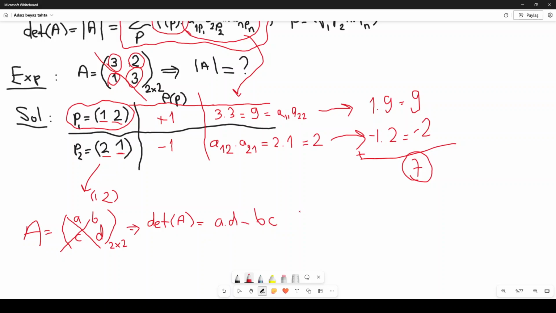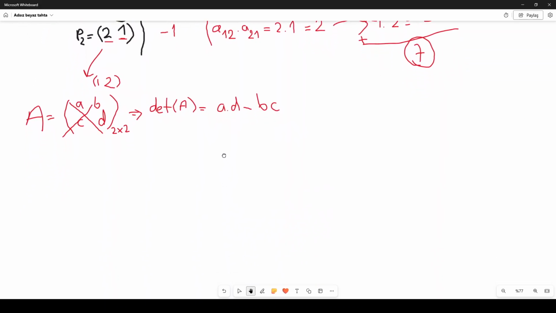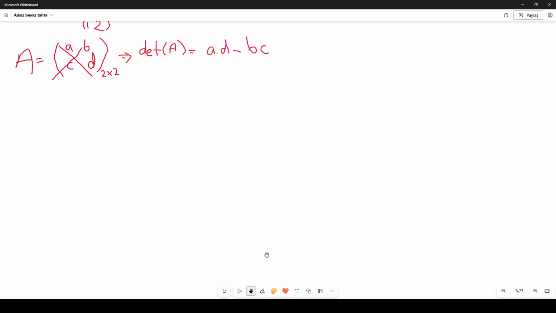So it doesn't matter what the values are. Now we know how to compute the determinant of a given 2 by 2 matrix by using its definition. Okay, let's proceed with a more complex one. Let's show an example for a 3 by 3 matrix, and use the definition to find the determinant of this 3 by 3 matrix as well.